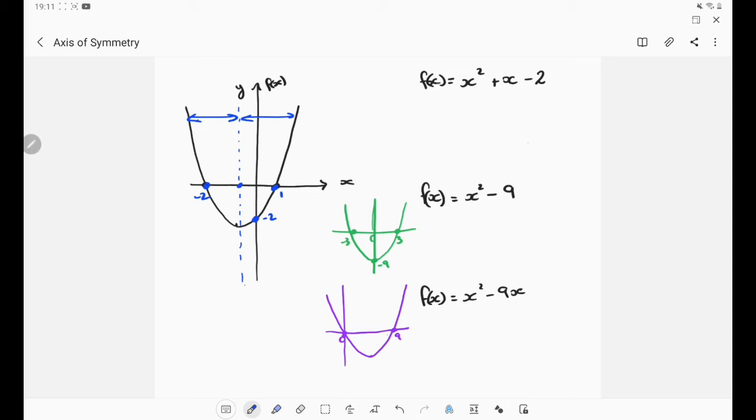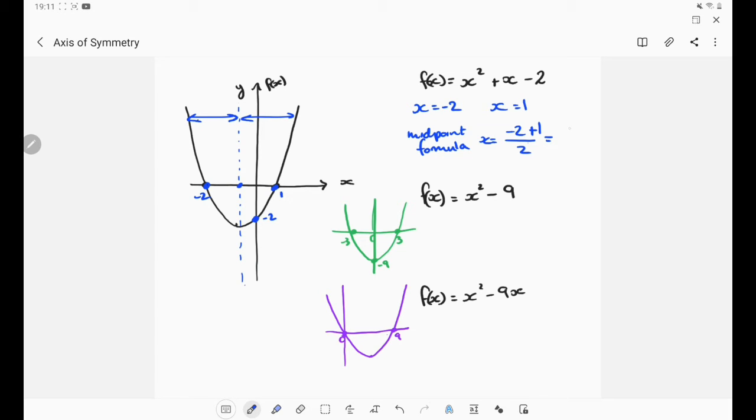So for the first one, we had x equals minus 2 and x equals 1. Now, what is in the middle of x equals minus 2 and x equals 1? You might have the answer in your head already. If you don't, we can use something called the midpoint formula. What that means is that you add together the two values, so minus 2 plus 1, and you divide by 2.